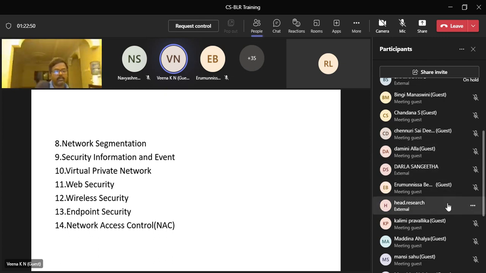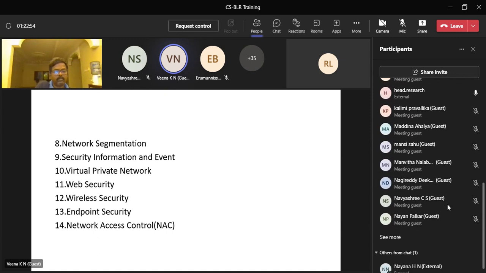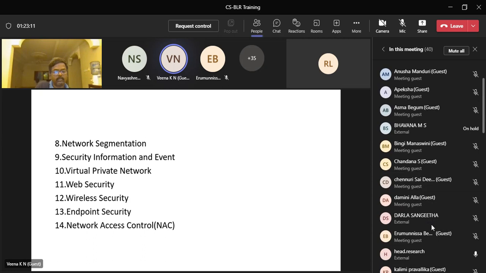Then we go with the virtual private network, that is VPN, another type of network security capable of encrypting the connection from an endpoint to a network, mainly over the internet. Next is web security. A perfect web security solution will help in controlling your staff's web use, denying access to malicious websites and blocking threats.